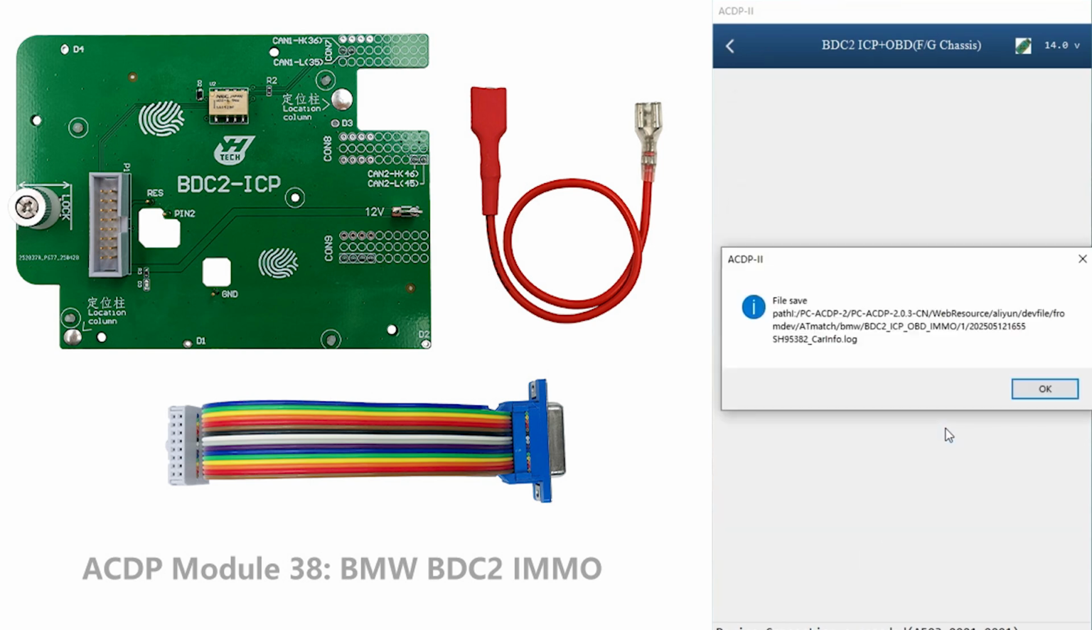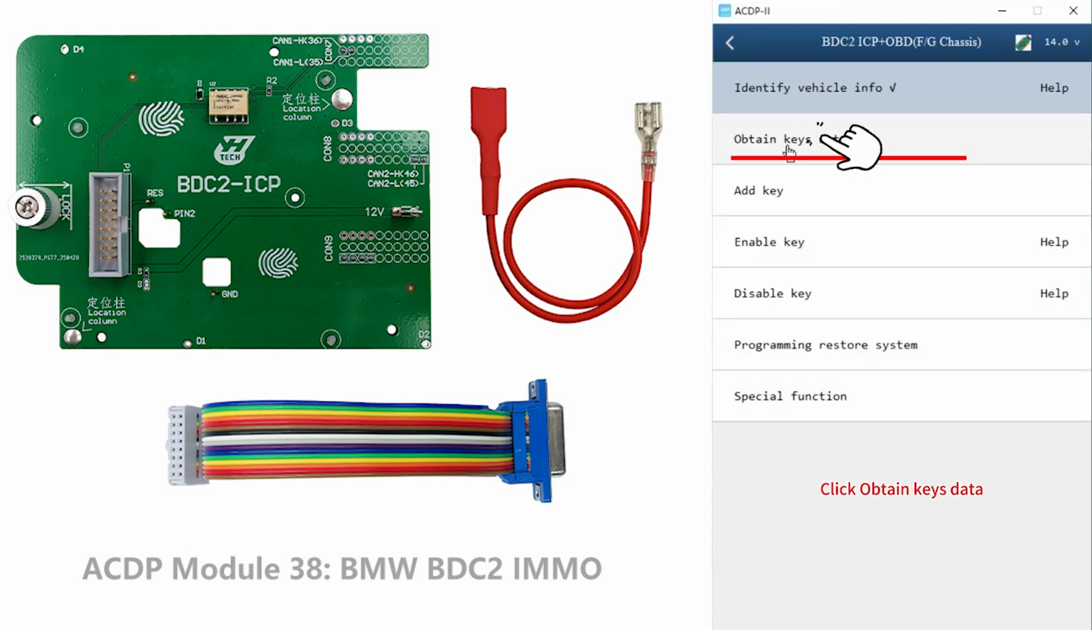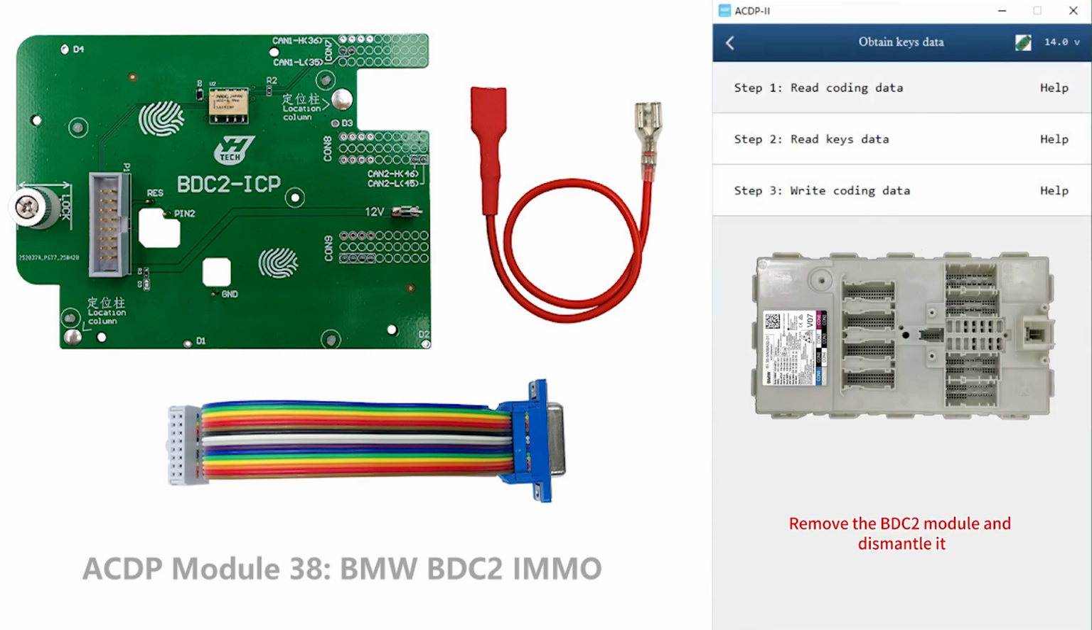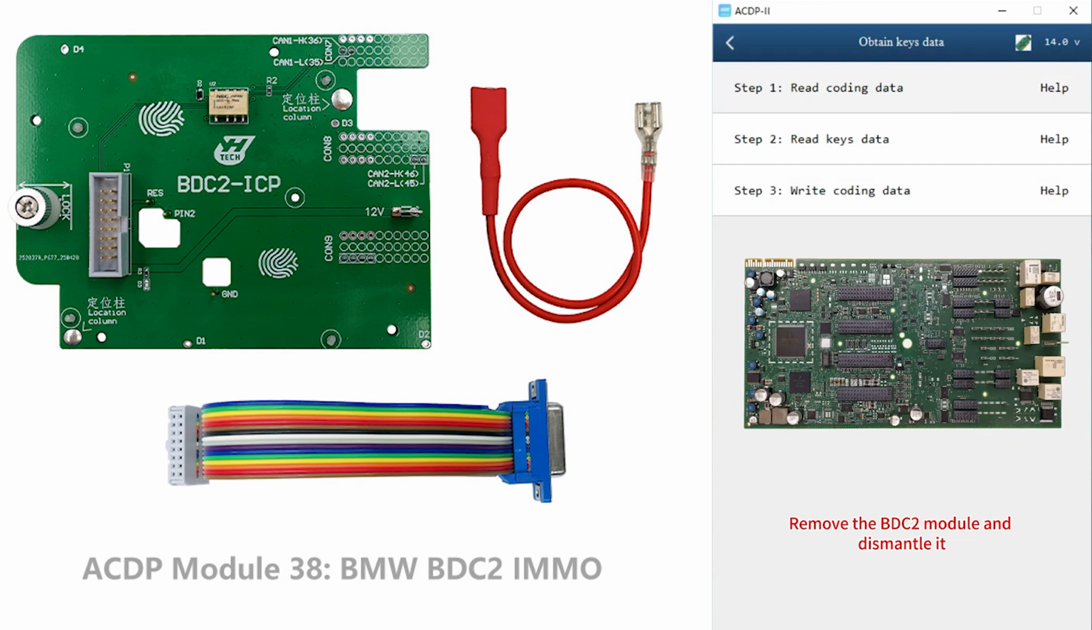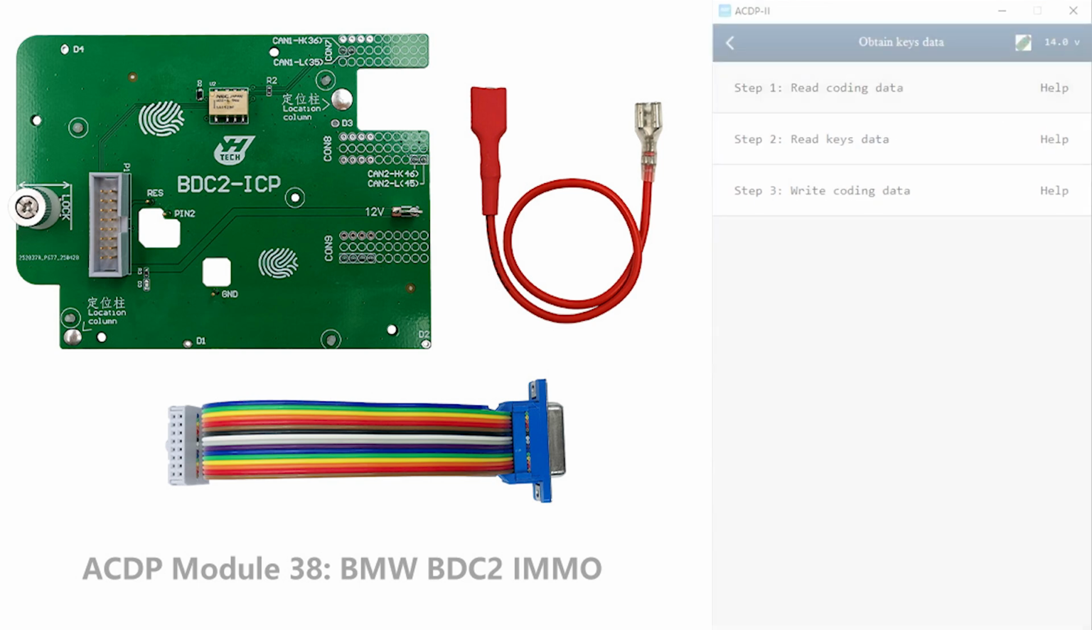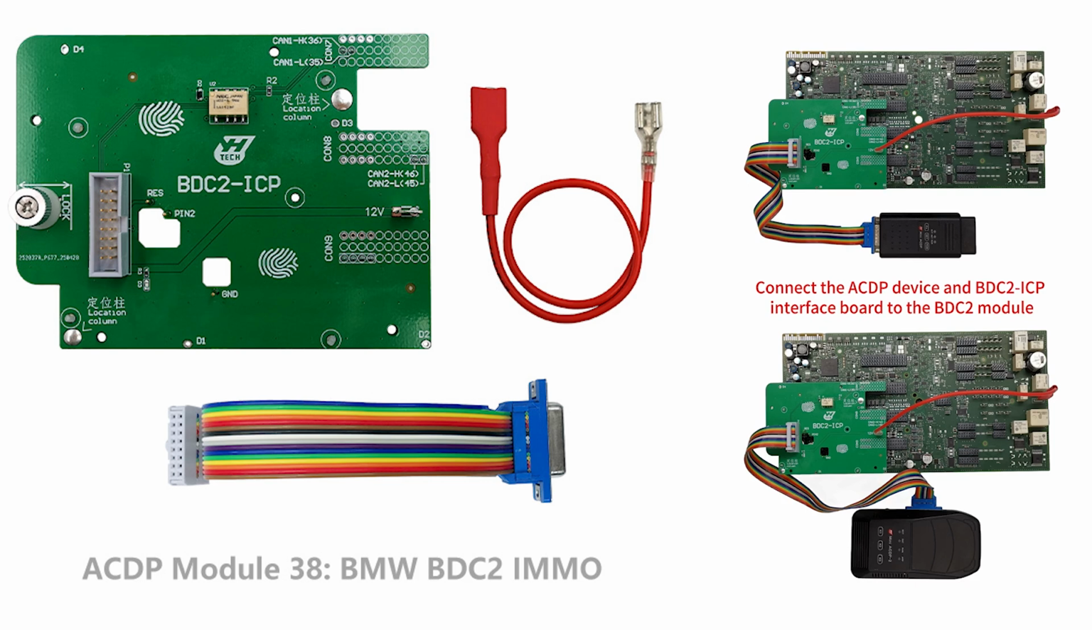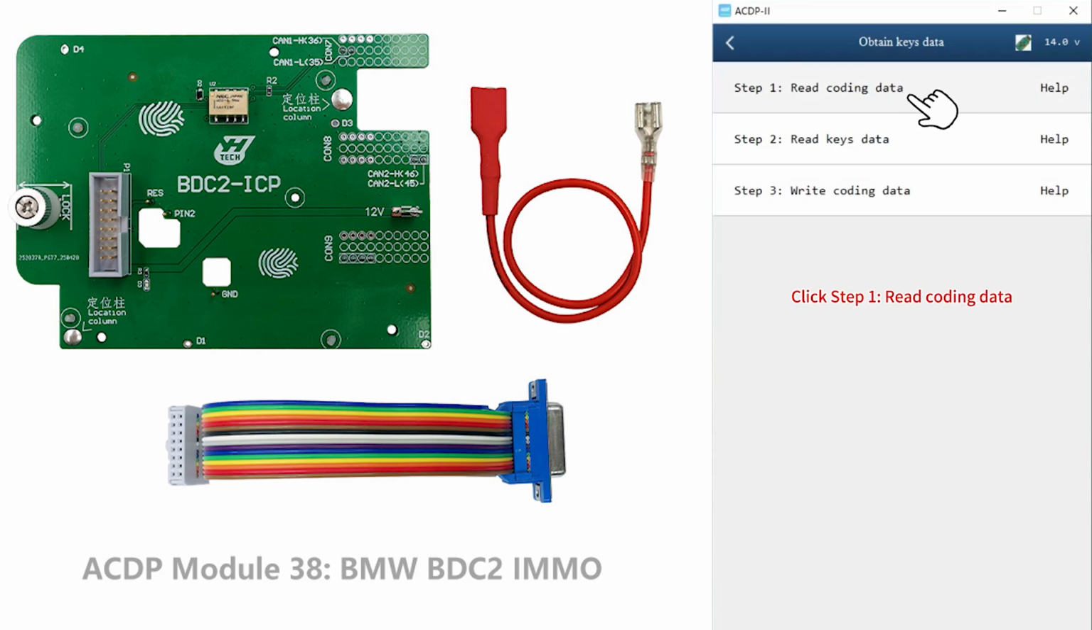Click OK. Click OK. Click Obtain key data. Remove the BDC2 module and dismantle it. Click the Help for Step 1. Connect the ACDP device and BDC2 ICP interface board to the BDC2 module. Click Step 1. Read coding data.